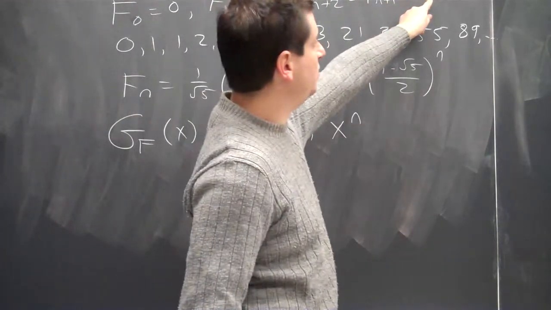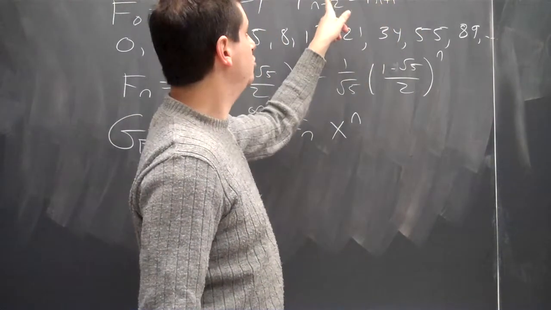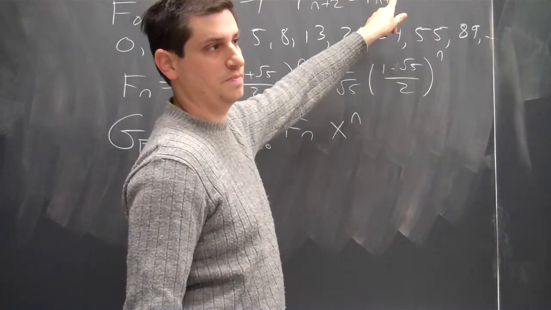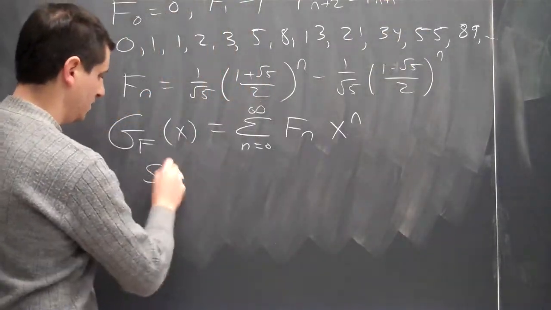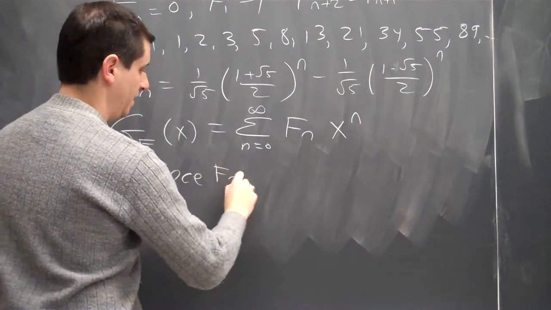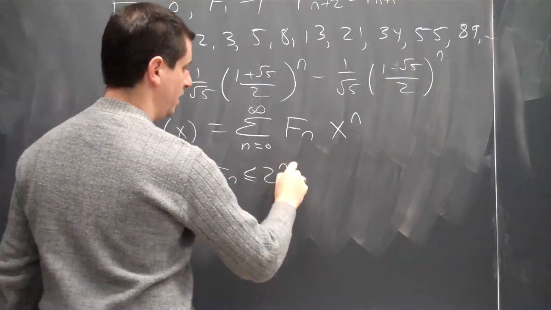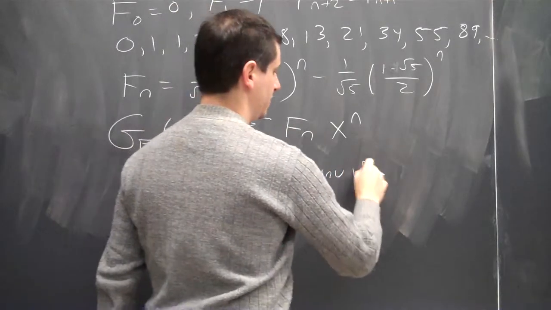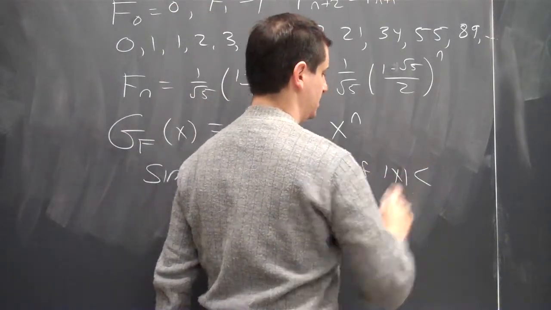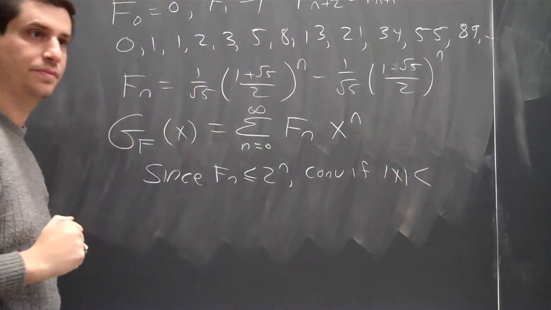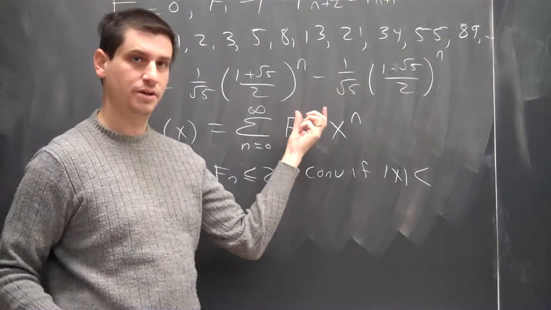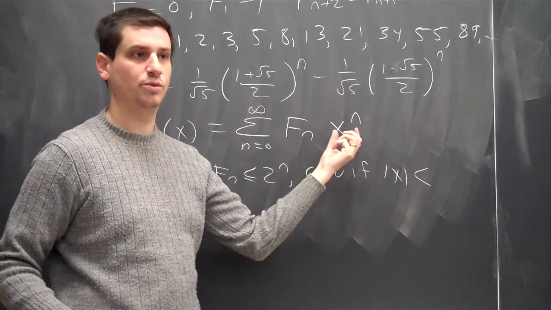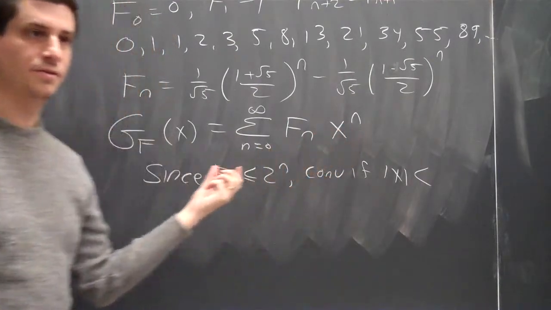If I replaced Fn with Fn plus 1, then each term would be twice the previous. But since it's not, it's going to go slower. So since Fn is less than or equal to 2 to the n, it will converge if the absolute value of x is less than what? So this is growing at most 2 to the n. If x is less than what will it converge? 1/2.